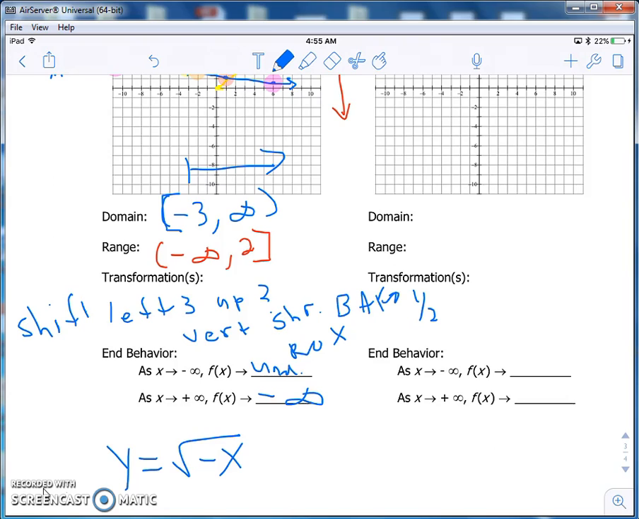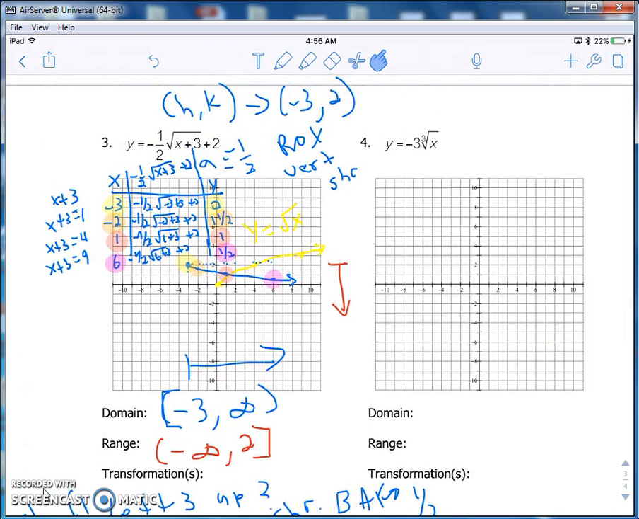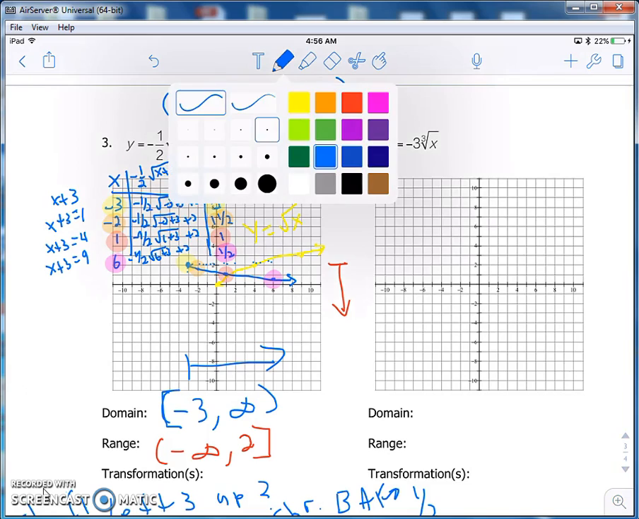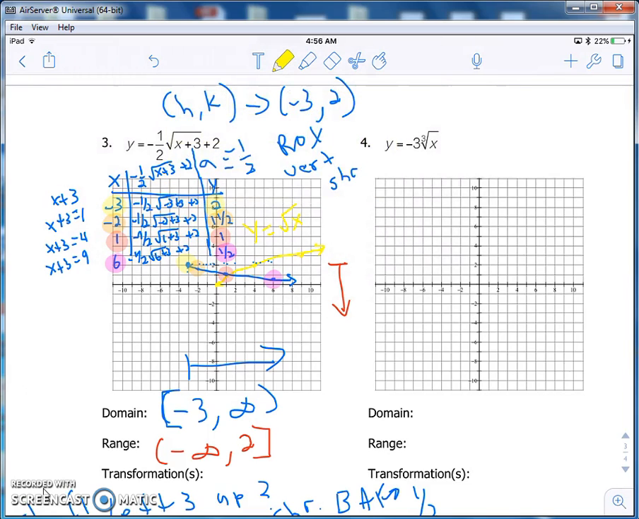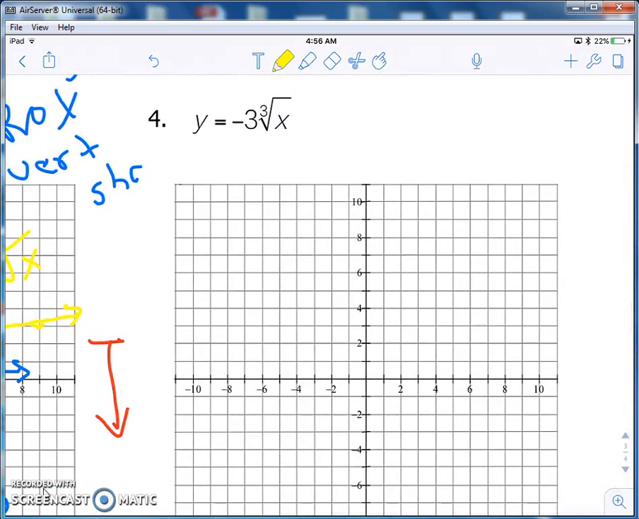So, okay. If you need to pause, go ahead and pause. Let's look just briefly at the cube root. We'll see what we can get through. Alright, looking at number 4, let's first talk about what the parent function would look like. So using y equals the cube root of x as our parent function.